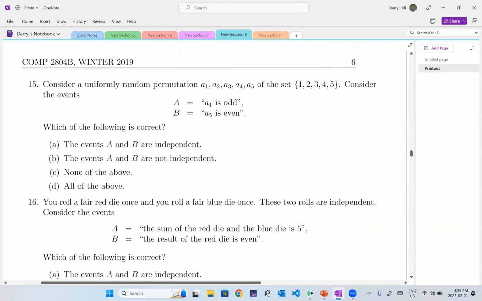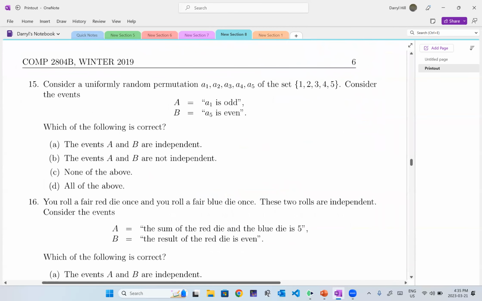All right, independence. So consider a uniformly random permutation of these 5 numbers. A is the event that A1 is odd. B is the event that A5 is even. So we want to determine if they're independent. They are independent if this is true.